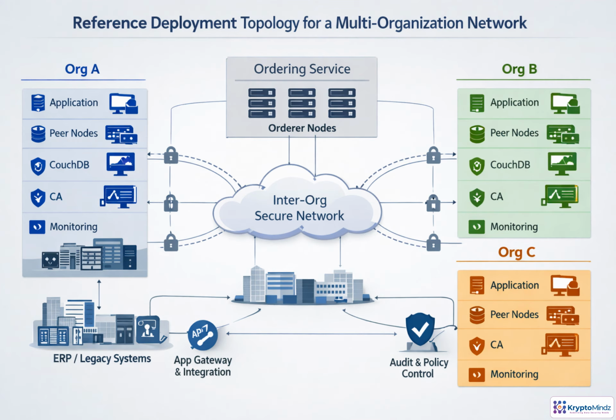In production, a Fabric network is not one shared cluster owned by everyone. Each organization typically controls its own peers, state databases, certificate authority, monitoring, and application entry points. The ordering service acts as the shared coordination layer, often distributed across trusted parties to avoid single-owner control. Applications connect through gateways near enterprise systems. Then transactions move through endorsement, ordering, and events. The key requirement is secure, observable, governed connectivity across every organizational boundary.